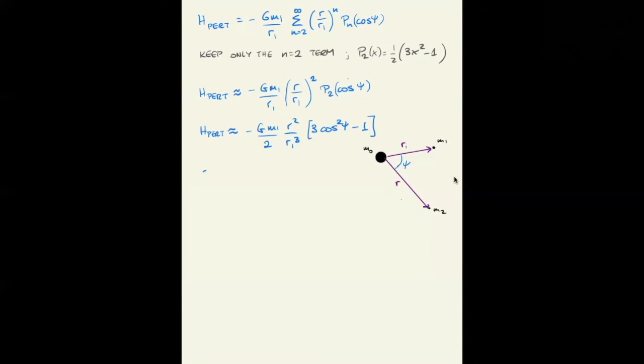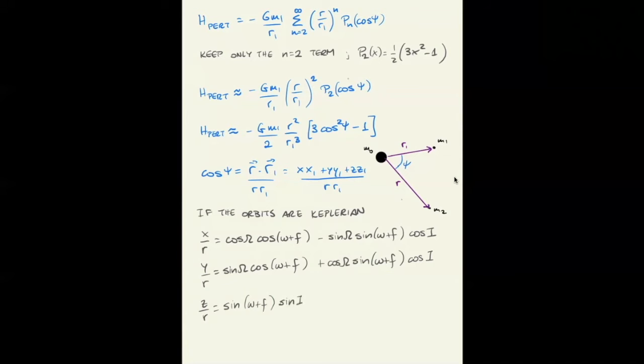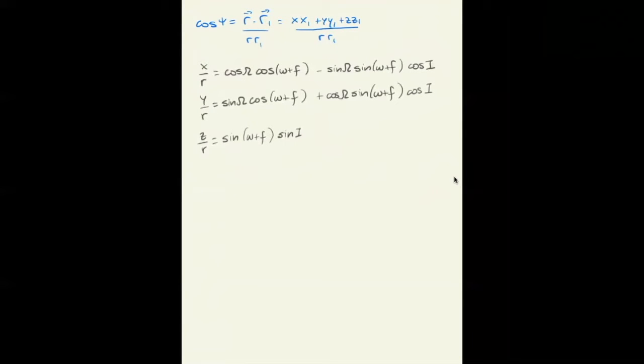But because of the dot product, you can also write this as the dot product of r1 over the modulus of r and r1. So the dot product of these two is x x1 plus y y1 plus z z1 over r times r1. Now, if the orbits are Keplerian, then we have these relations for x over r, y over r, z over r, in terms of the orbital elements. So we can substitute that on the cosine psi.